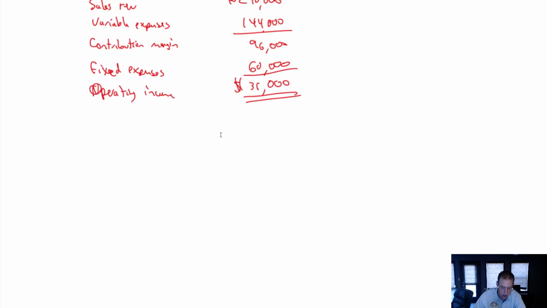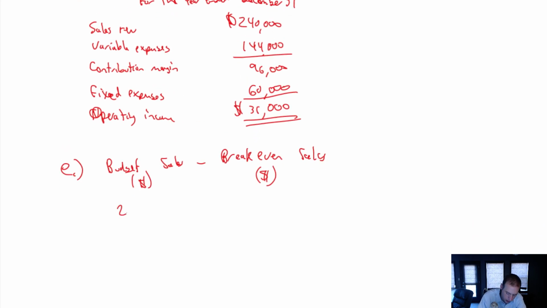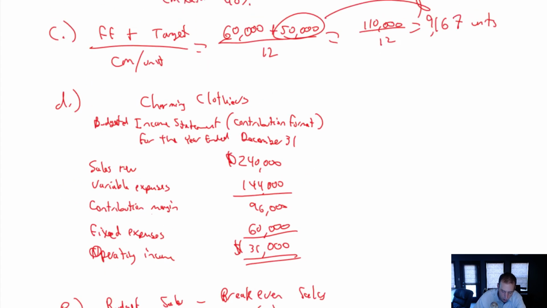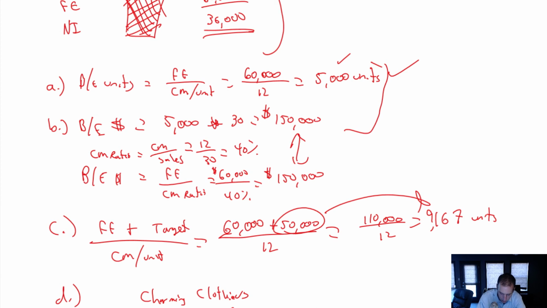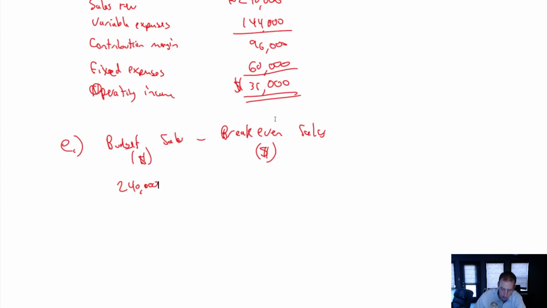So budgeted sales, where are we? E. Minus break-even sales, and this is in dollars. So our budgeted sales in dollars, 240 grand. Our break-even sales in dollars, we did it in part B, 150 grand. So 240 minus 150 is $90,000.